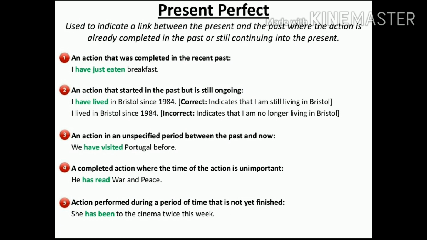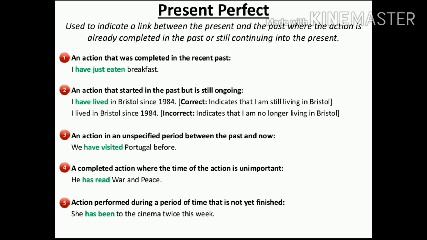Here it is saying he has read War and Peace. So what is important is, for you it is important to tell that you have passed class 9. Here in this example, it is important to tell that this book has been read by the speaker. So likewise, present perfect can be used for this kind of action as well, where time is unimportant.